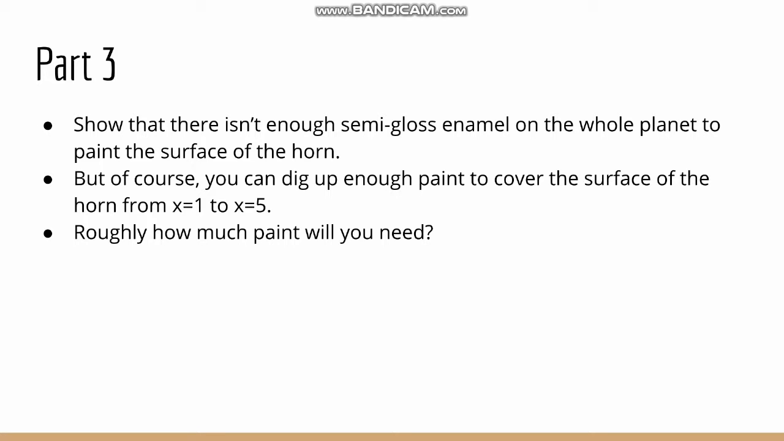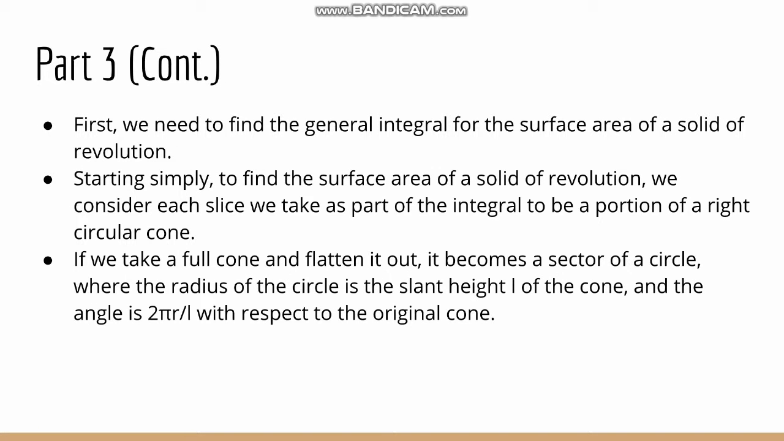For part 3 of the project problem, we're analyzing the surface area of the horn that we just generated, and how much paint it would need, first of all, to cover the whole surface of the horn, but more specifically from 1 to 5. We do that by finding the general integral for the surface area of a solid of revolution, which we do by analyzing a cone. If we take a cone and flatten it out, it becomes a sector of a circle. The slant height of the cone is the radius of that circle, and the angle of the sector is 2 pi r over L, where r is the radius of the original cone and L is the slant height of the original cone.